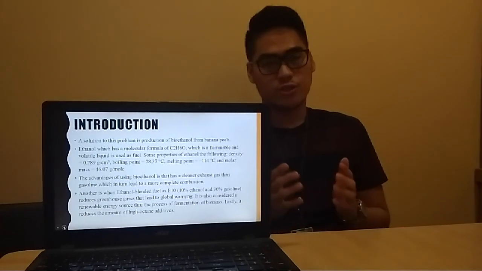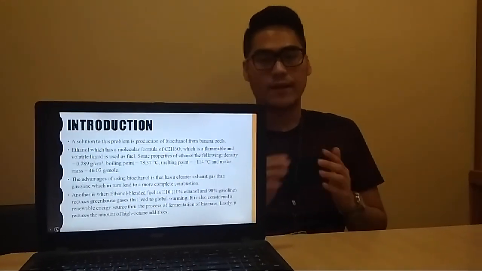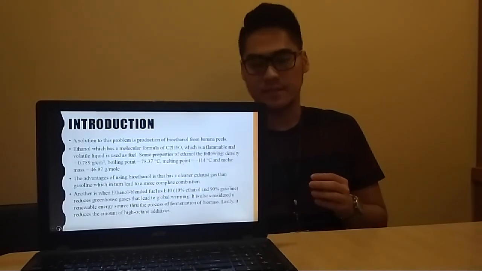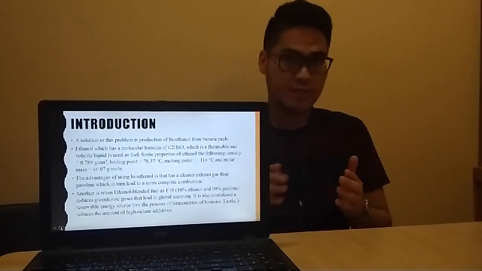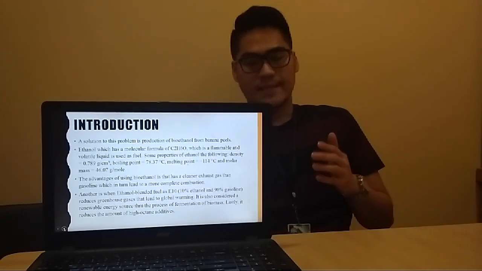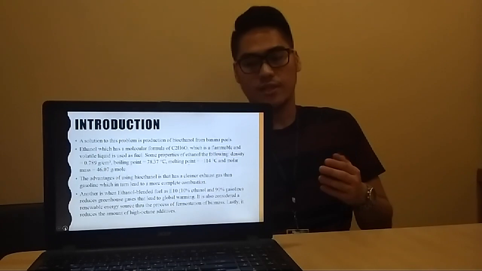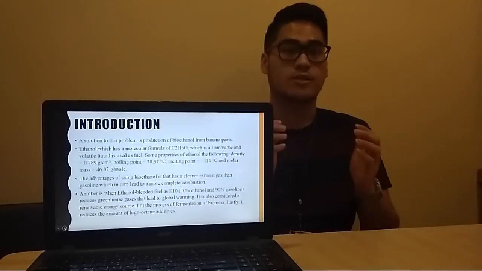A good solution for this problem is the production of bioethanol from other sources, which in our case will be the banana peels. The advantage of using bioethanol is that it has a cleaner exhaust gas than gasoline, which in turn leads to a more complete combustion.